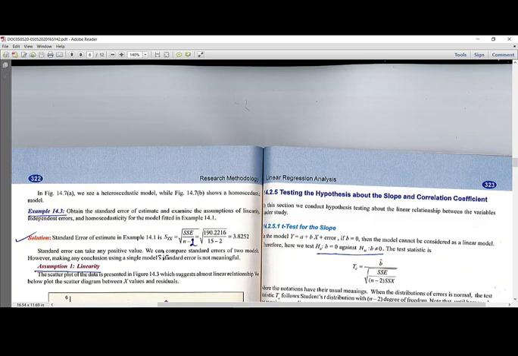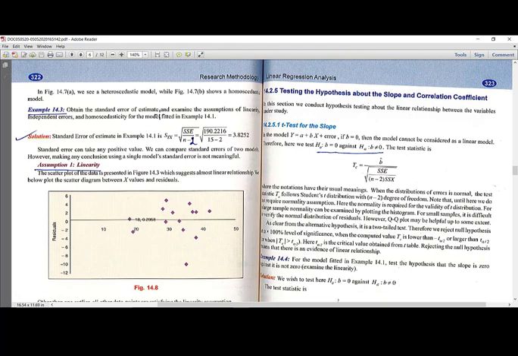Now let us take another example. Obtain the standard error of estimate. Actually, we are continuing the first example only and the various additions we are making to that problem. Obtain the standard error of estimate and examine the assumptions of linearity, independent errors, and homoscedasticity for the model fitted in the first example. The solution is standard error of estimate is SYX, that is given by square root of SSE by n minus 2.